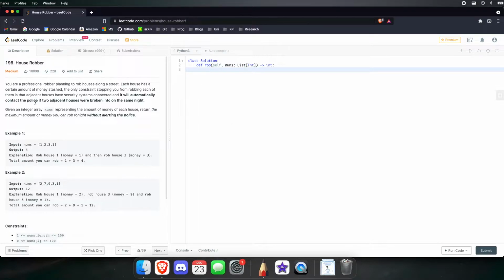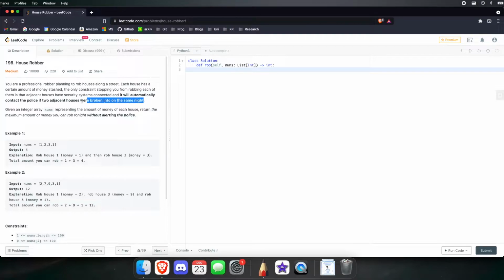So this is a very important constraint to this problem. Given an integer array, nums, representing the amount of money of each house, return the maximum amount of money you can rob tonight without alerting the police. Now this is also a very important word right here, tonight.